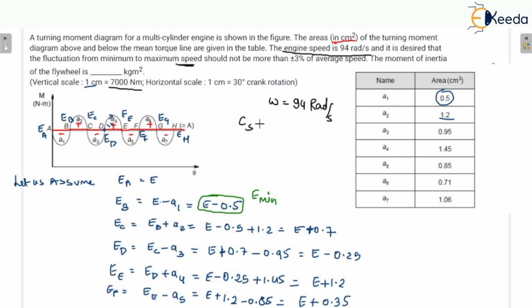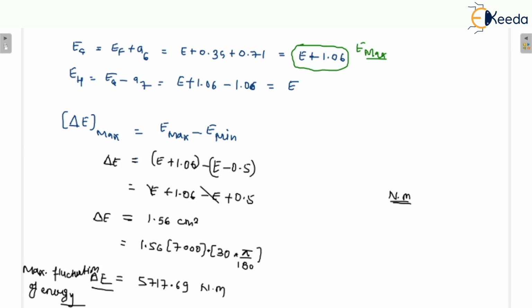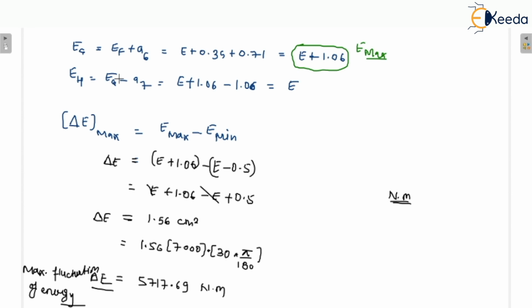So we know this is the value of CS. Plus minus 3% means it is 6%. That means CS has the value 0.06. So we have the omega value and the CS value. We can get the value of moment of inertia of the flywheel, that is I. So we all know that maximum fluctuation of energy delta E is equal to I omega square CS. We have seen this formula, I omega square CS.